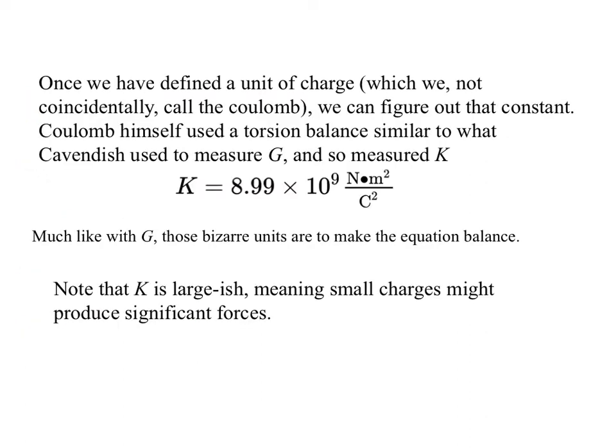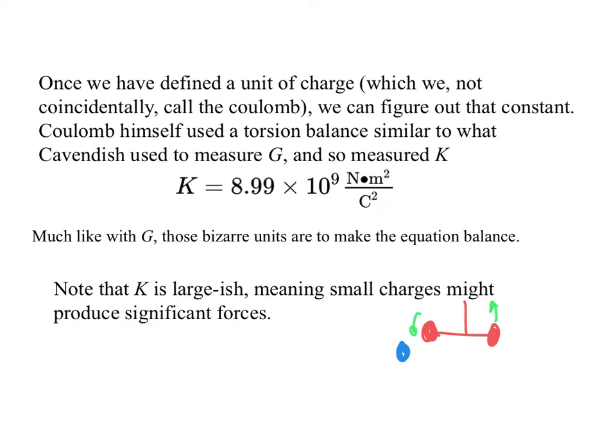Once we've defined the unit of charge, which, as we know, we not coincidentally call the Coulomb, we can figure out the constant. Coulomb himself used a torsion balance similar to what Cavendish had used to measure capital G from the Newtonian law of universal gravitation. If you remember, that was this idea of having some sphere here and some sphere here connected by a light rod and a thin wire, and then bringing something else nearby so as to torsion this way but repel it this way. And he arrived at the constant in his force law being 8.99 times 10 to the 9 newton meter squared per coulomb squared.